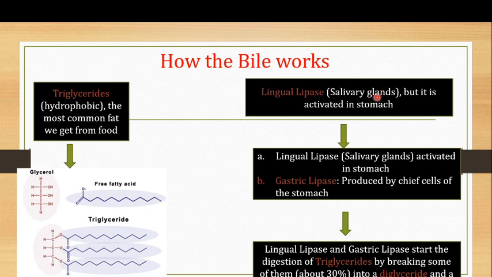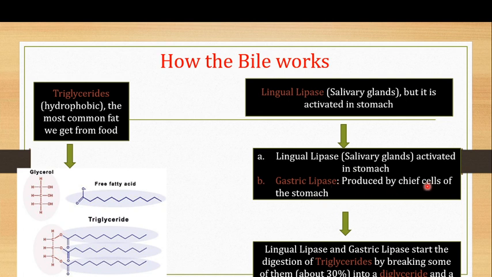So when you take the triglyceride in the food, the lingual lipase and that triglyceride are going to move into the stomach. In the stomach, the lingual lipase is going to get activated because of the acidic pH of the stomach, and the stomach is also producing a lipase known as the gastric lipase, which is actually produced by the chief cells of the stomach.